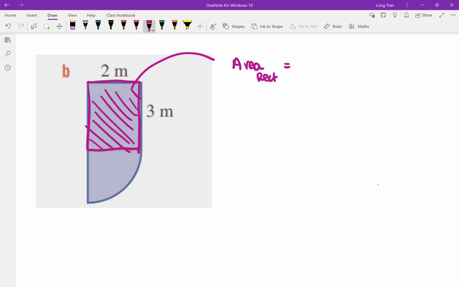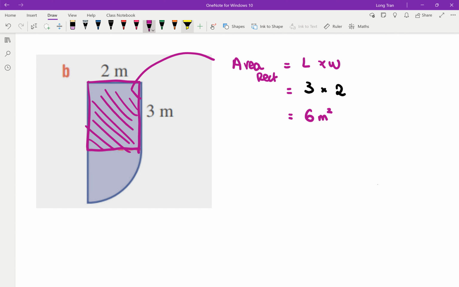Area of a rectangle is length times width. And I know that according to what I can see, width is always the smaller side, so it's 2, and length is 3. So together, that gives me 3 times 2, which is 6. And remember, don't forget the area units, it's squared meters.